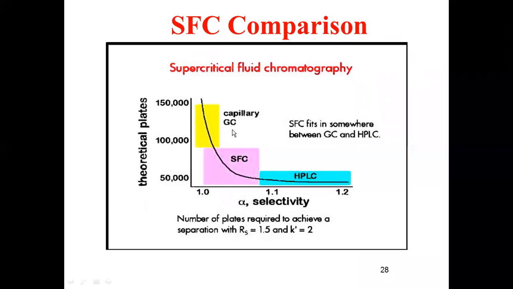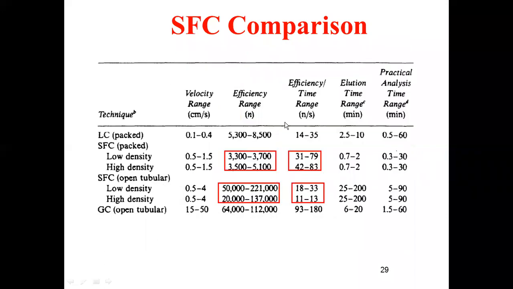SFC is placed in between GC and HPLC because with the resolution of 1.5 and the capacity factor of 2, 50,000 to 80,000 theoretical plates can be anticipated. So a couple of tables will tabulate the performance characteristics of supercritical fluid columns, packed columns and open tubular columns, with low density and high density parameters.